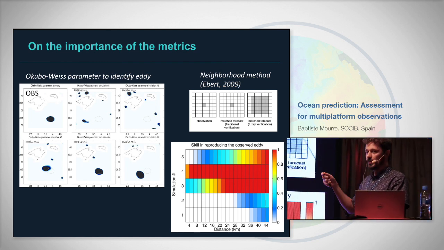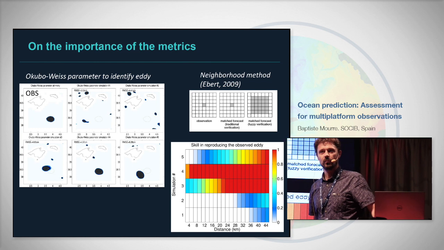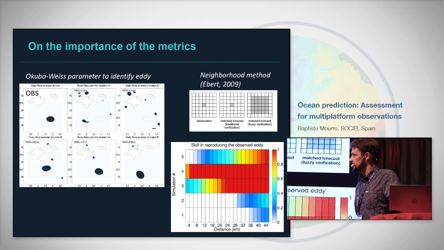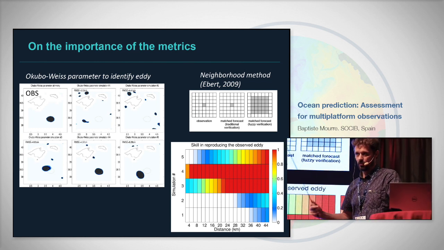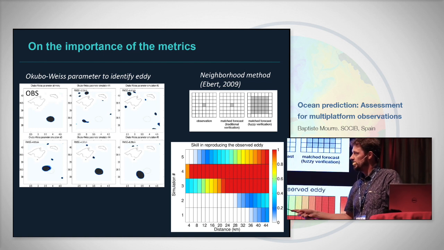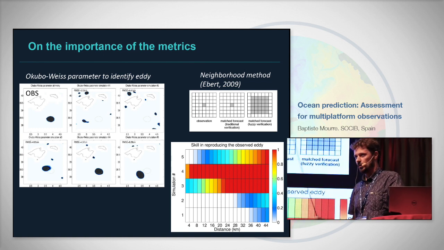So this is just to illustrate the importance of the metrics when you want to assess your model and think about what your goal is. Are you interested in having an eddy, or are you interested in having a low root mean square error?